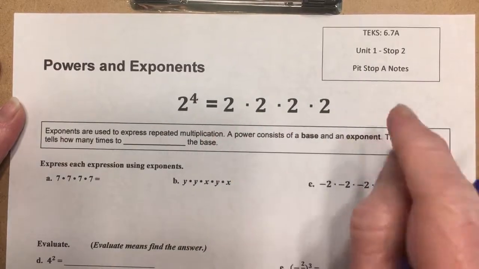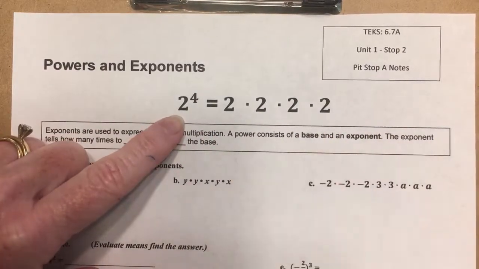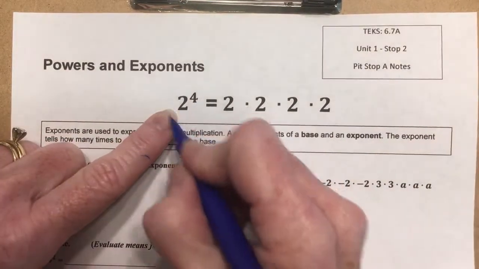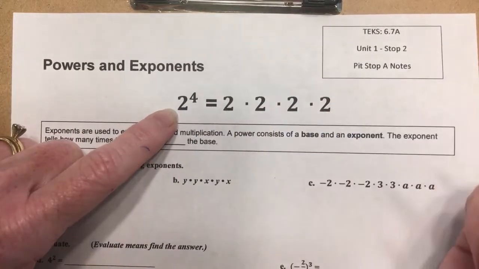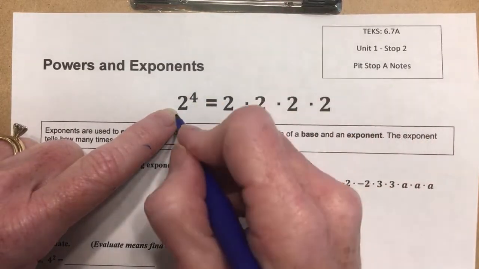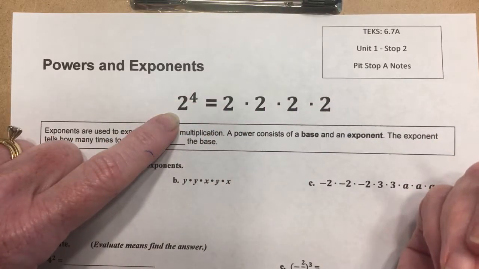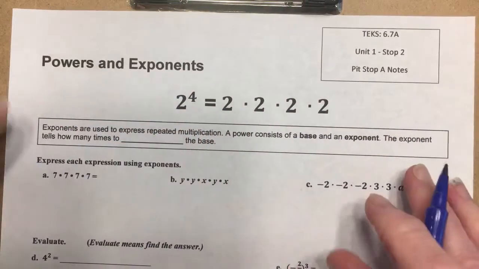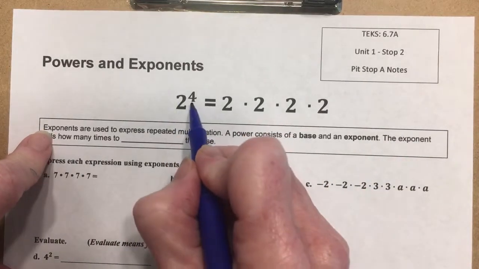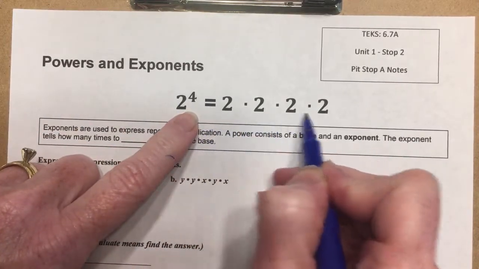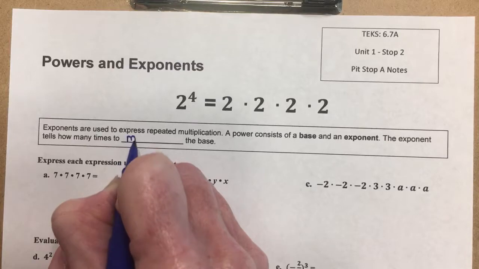A power consists of a base and an exponent. So this whole thing is considered a power. And when I say it, I would say this is 2 to the power of 4. So you can hear that word power there. In this case, the exponent 4 is telling us how many times I'm going to multiply the base.